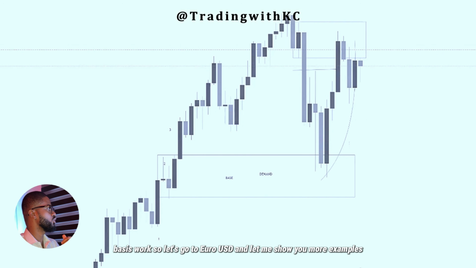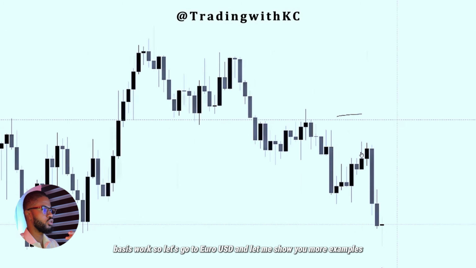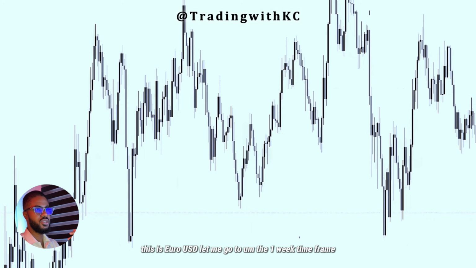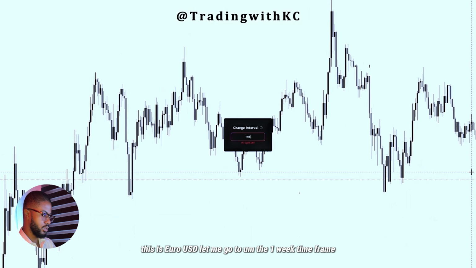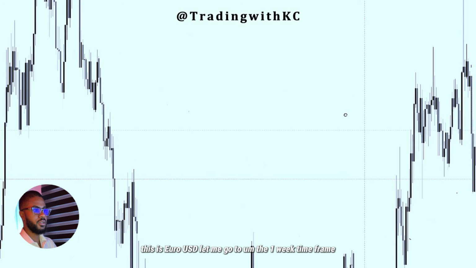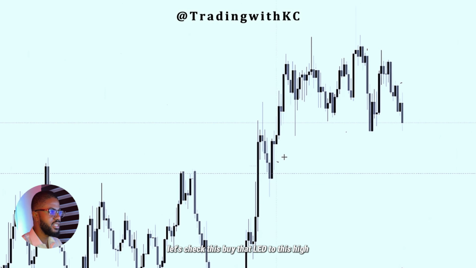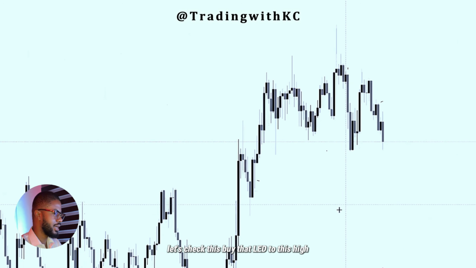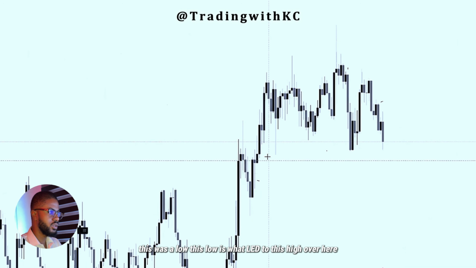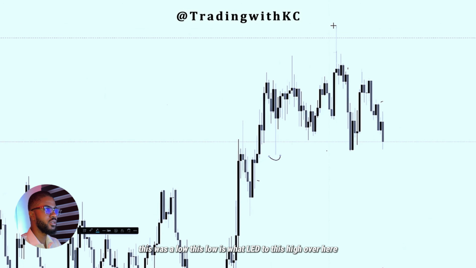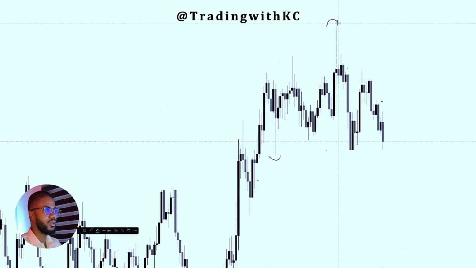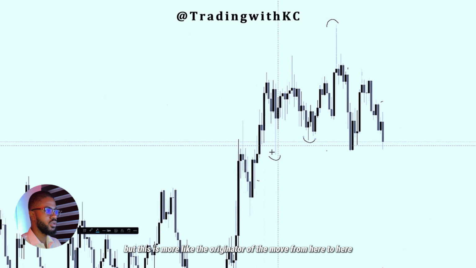So let's go to Euro USD and let me show you more examples. This is Euro USD. Let me go to the 1 week time frame. Now, using the 1 week time frame, let's check this buy that led to this high. This was a low. This low is what led to this high over here. All right, this is the originator of what led to this high. Yes, I know this also led to the high. Yeah, all right, but this is more like the originator of the move from here to here.